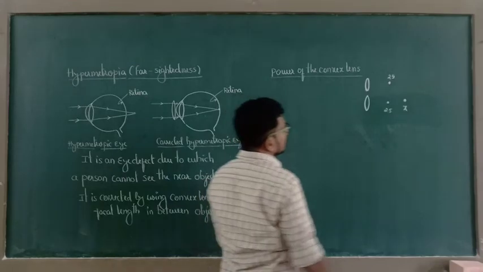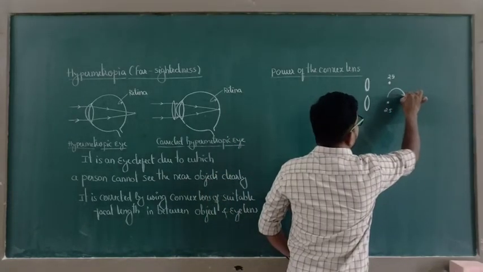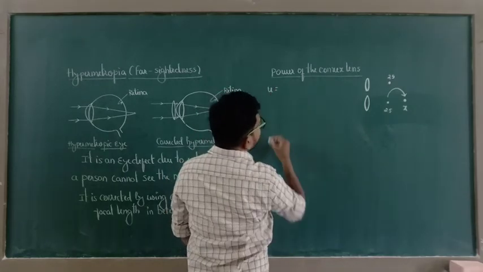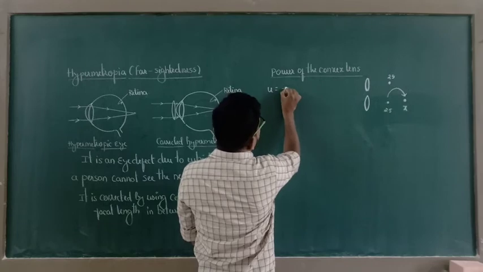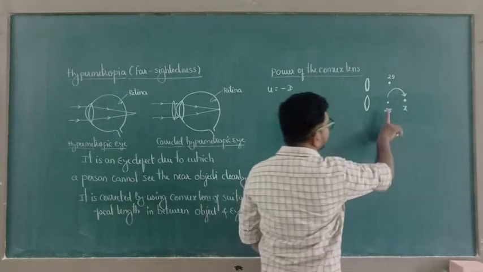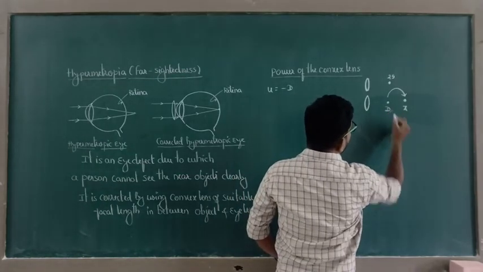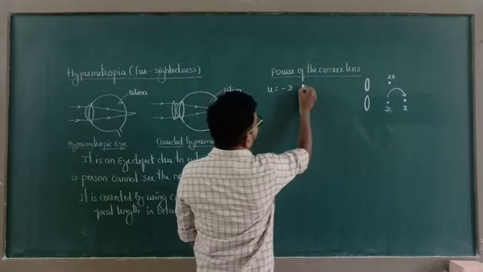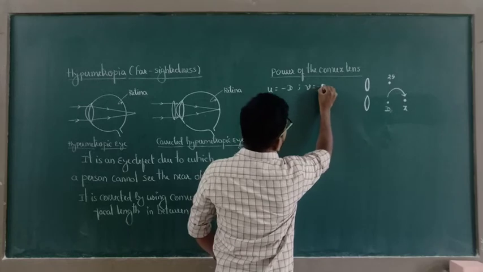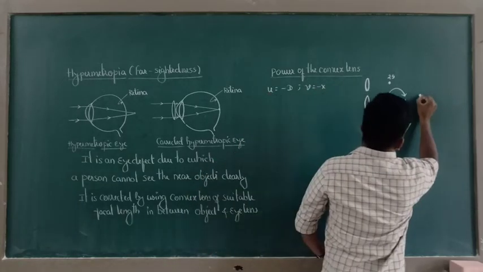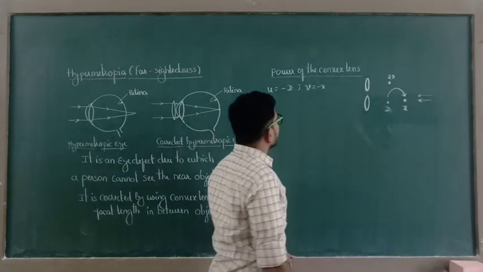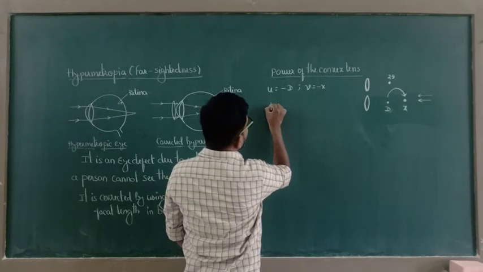Therefore object distance u is equal to minus capital D. Capital D is nothing but 25 centimeter. It is also represented by capital D. v is equal to minus x, because opposite to the direction of incident light beam. So we know the thin lens formula.